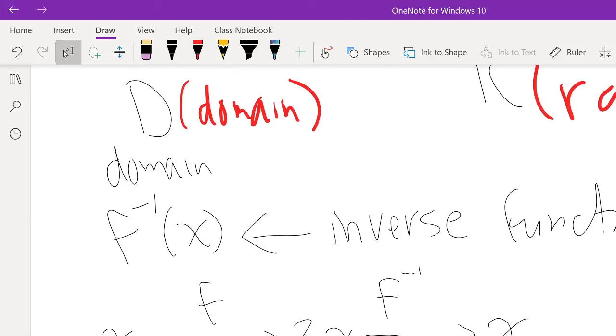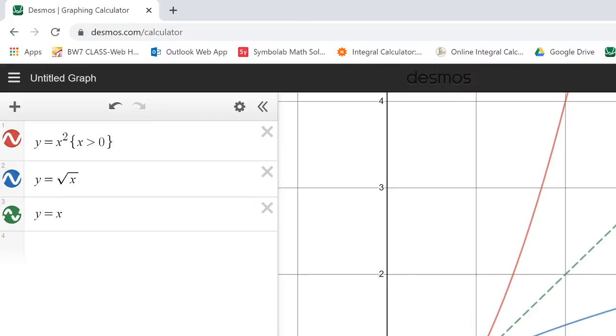Now, graphically, what you see here is the graph of two functions. Graphically, they are inverses if they are reflections across the identity line y equals x. That dotted line is the line y equals x. If you think of this as a piece of paper, you would fold along that line and they would overlap each other. That is graphically the representation of an inverse function.